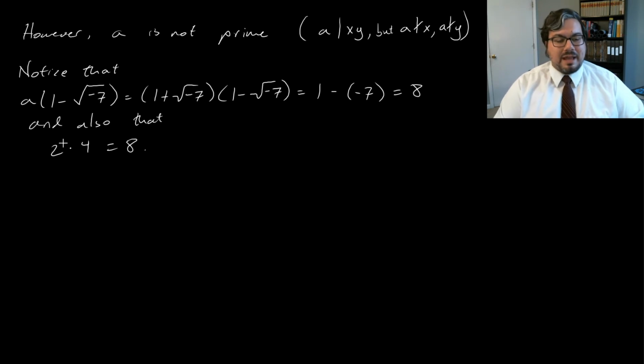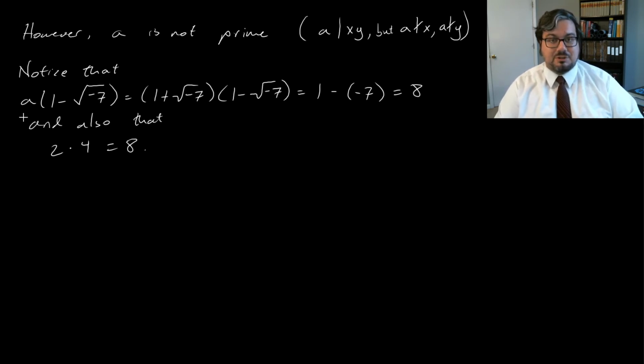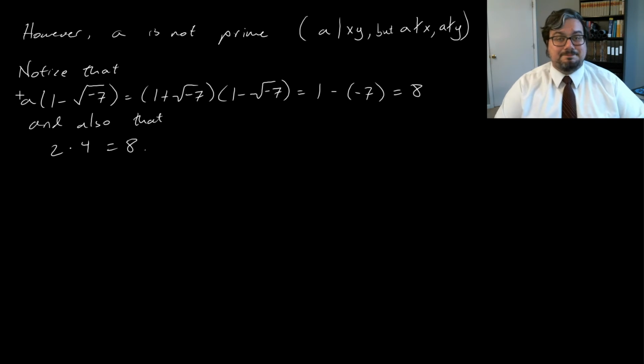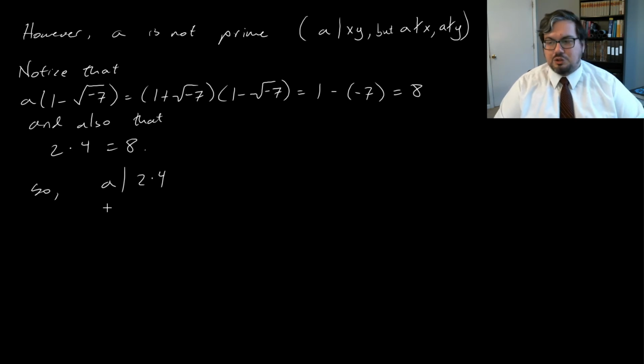And so what we have is that basically 8 can be factored in a couple of different ways. This is also an illustration of the fact that this ring has the property that things do not have unique factorizations. So we have that A divides the product 2 times 4.